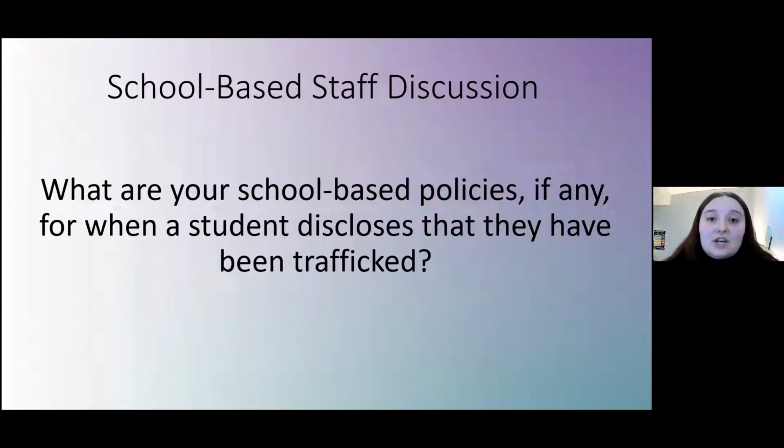So now we're going to transition into a little bit of different gears. I know that we have a decent amount of school-based staff with us today, so I wanted to have a conversation. What are your school-based policies, if any, for when a student discloses that they have been trafficked? So let's say a student came into your office and stated that they are having sex with one of mom's friends to help her pay for rent, what would you do? What is your next step of actions?